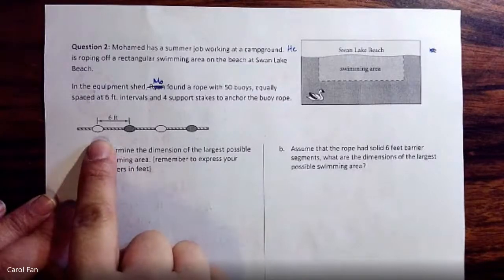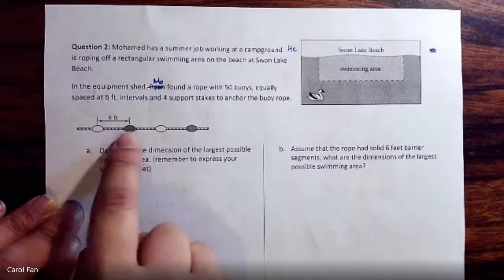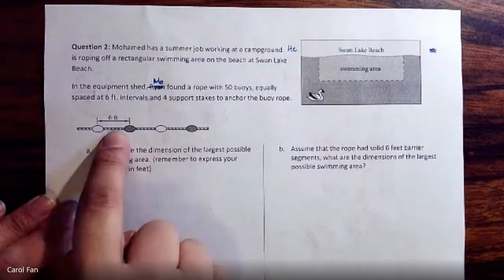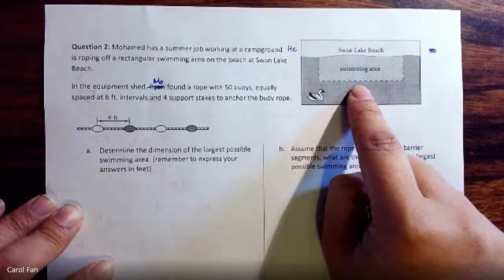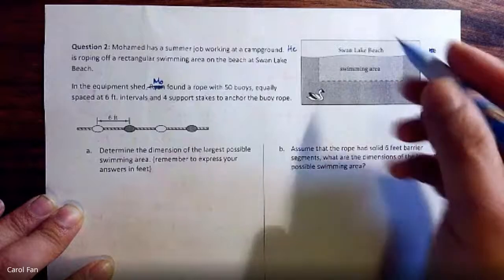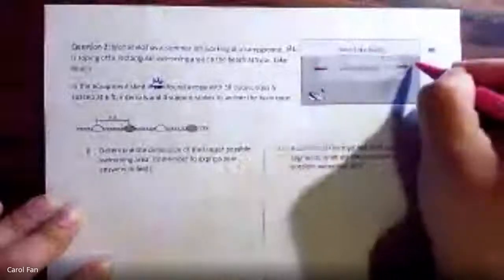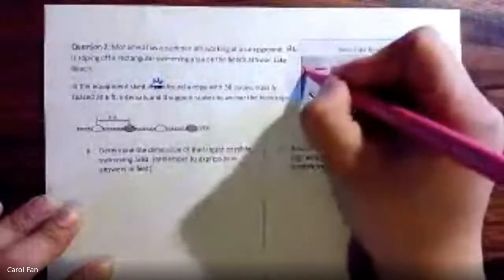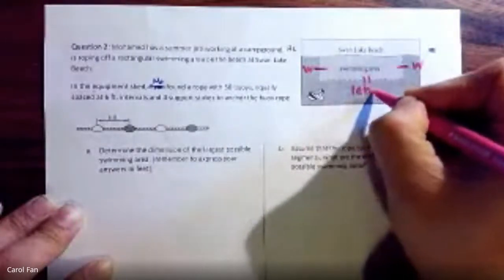Now, it's shown us a picture of what the buoys are, and so these are the floaty things, and then in between, we've got 6 feet. This is a diagram of our swimming area. We've got the beach and then the swimming here. So we know that this is going to only be a 3-sided figure that we're enclosing. So let me call this my width, and then this is different, and this is my length.